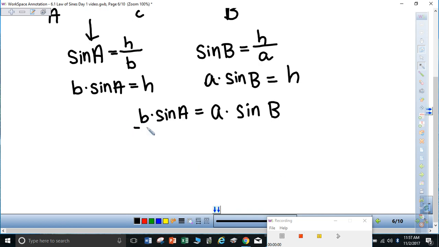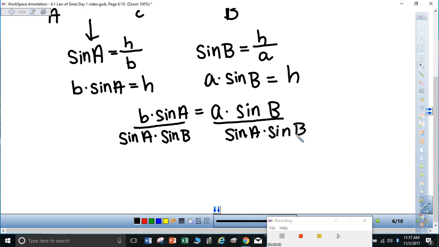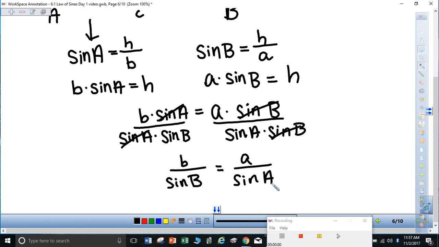All right, if we divide both sides by the same thing, that's okay because it's an equation. So if we actually divide both sides by sine A sine B, let's watch what happens here. Let's cancel the sine A's on the left side, cancel the sine B on the right side, and we're left with b over sine B equals a over sine A. So that is the first part of the law of sines.